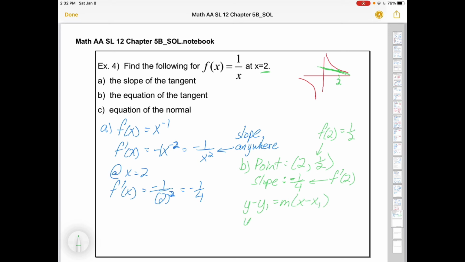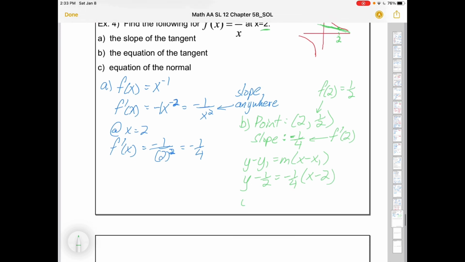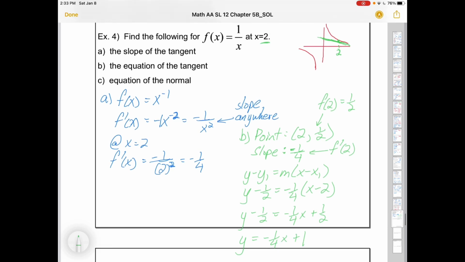So let's sub in y minus 1/2 equals negative 1/4 times x minus 2. And we'll just follow it through. y minus 1/2 equals negative 1/4 x plus 1/2. And if you add half to both sides, it'll be negative 1/4 x plus 1, which kind of looks like what's happening on our drawing up here. It's got a positive y-intercept.